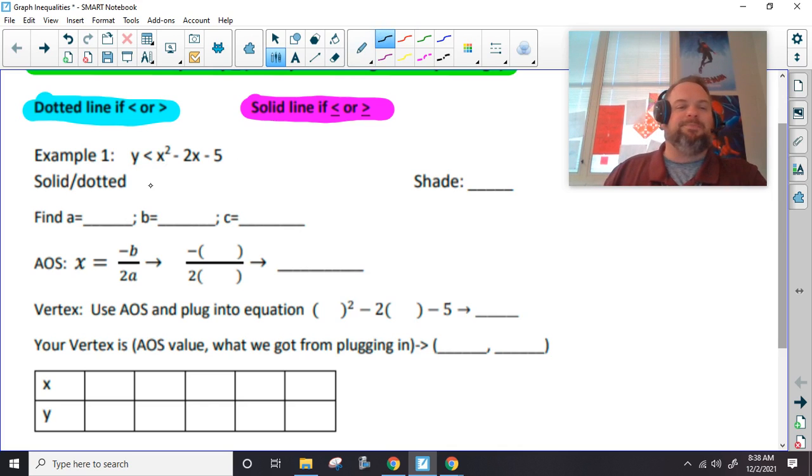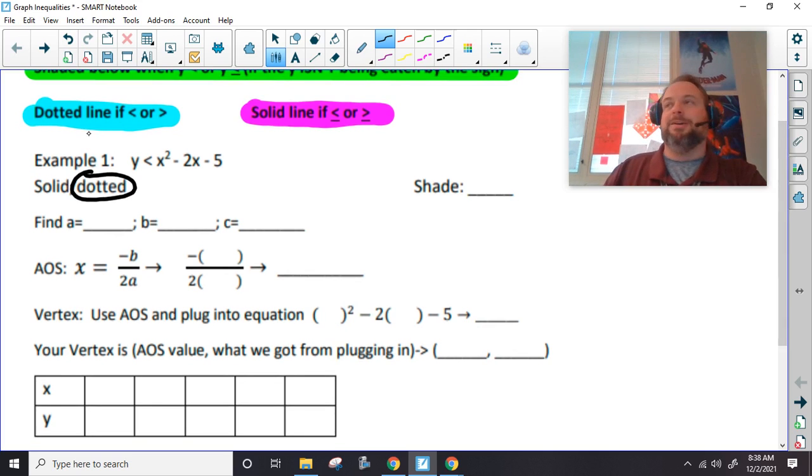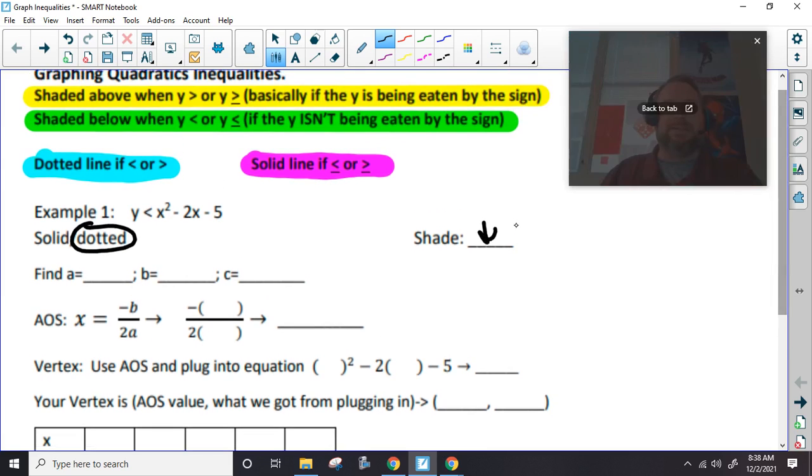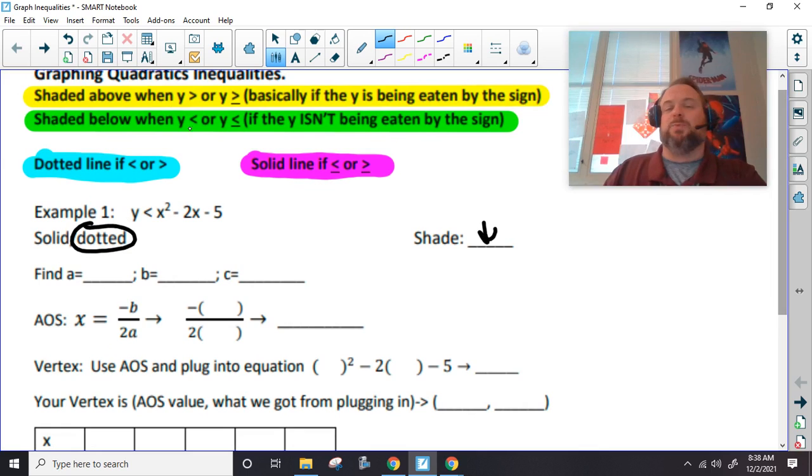Let's look at number 1. Is this going to be solid or dotted? Dotted. Why is it dotted? Well, if you look just above here, it says it's going to be a dotted line if there's no line underneath it. Which way are we going to shade, up or down? We're going to shade down because if we look, the y is not being eaten, and that's what's here in green.